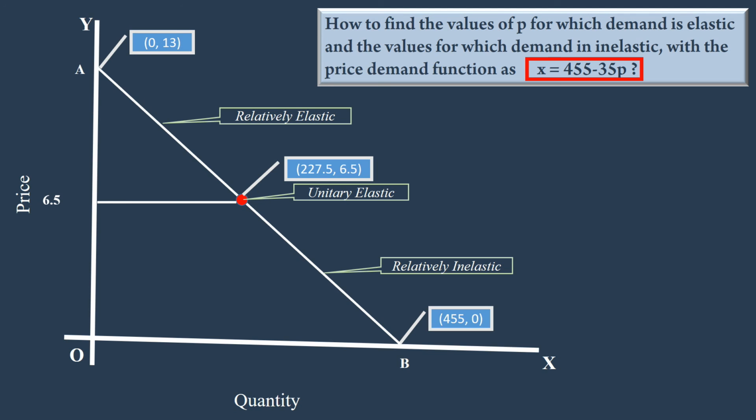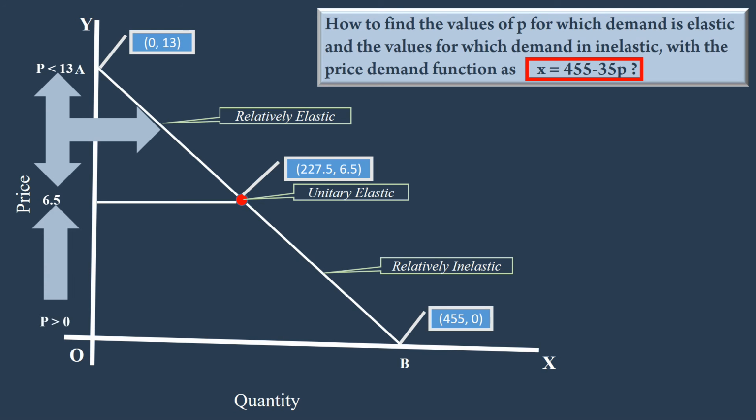Then, when the price is in the range greater than $6.5 but less than $13, demand is relatively elastic. This is because this price range corresponds to the upper segment of the demand curve. When the price is in the range greater than 0 but less than $6.5, the demand is relatively inelastic. This price range corresponds to the lower segment of the demand curve.